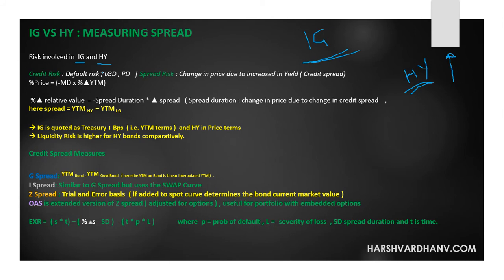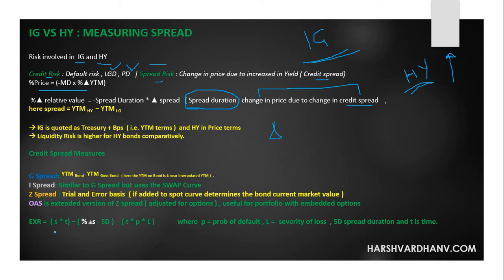So what is the credit risk involved? Default risk, loss given default, sorry, probability of default. These are some terms which are important for understanding the credit risk. And what is the spread risk? It is the change in price due to an increase in yield, the credit spread. If you remember, the change in price is a function of duration and change in YTM. Similarly, a change in value due to credit risk will be a function of spread duration and change in spread. That is the change in price due to change in credit spread.